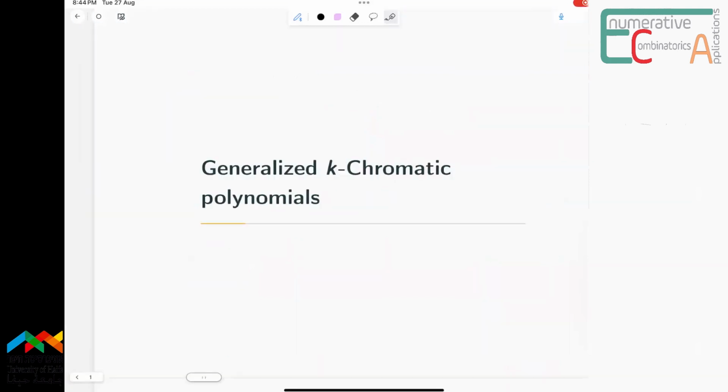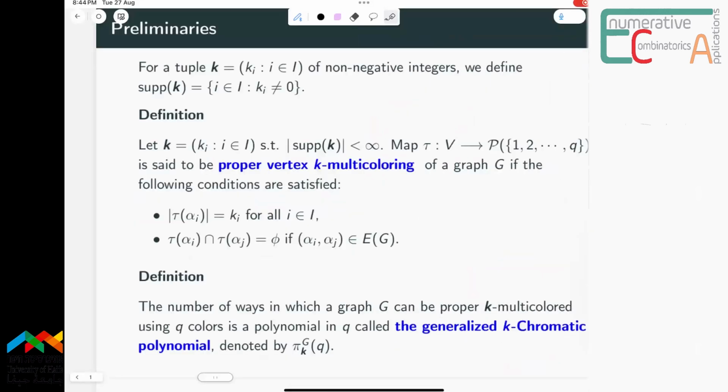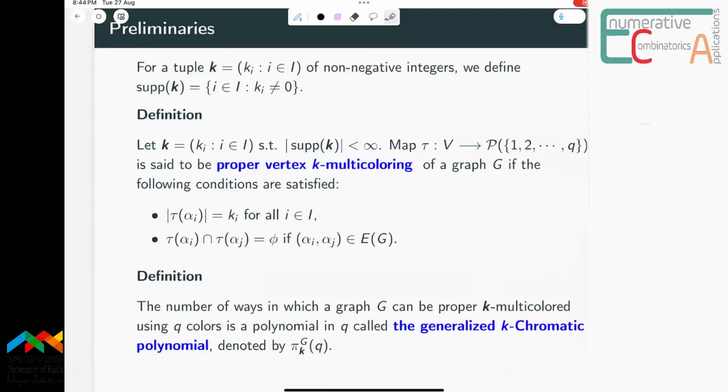So the next is the generalized K-chromatic polynomial. Now we want to color one vertex with more than one color. So fix a tuple K, which is (K_i), a set of non-negative integers. We define the support of K as those i such that K_i is non-zero. In my definition, everywhere I will assume that the support of K is finite, that is, the cardinality of this support is finite.